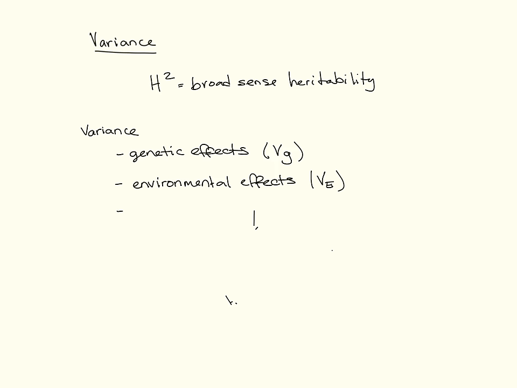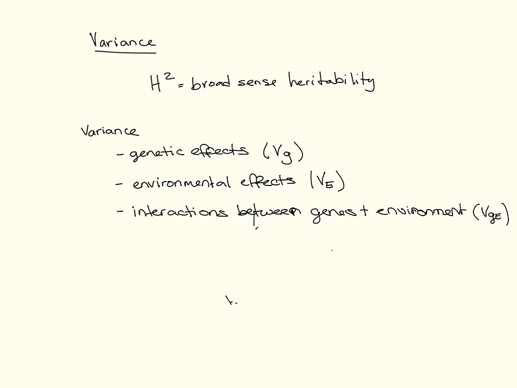And finally, there are interactions between genes and environment, which is variance GE. And an example of the interaction between genes and environment might be, let's say, blood pressure and diet.